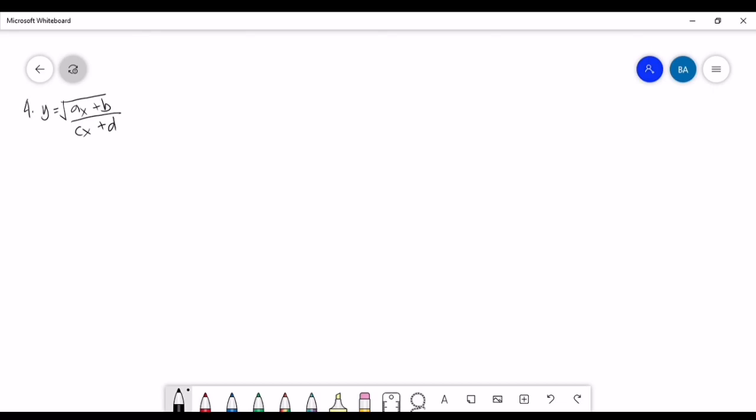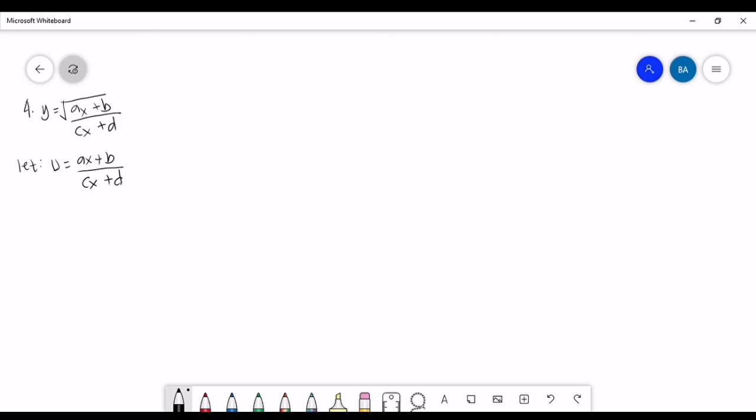So in this kind of example, what we need is just use the substitution method. So let's try, let u be equal to ax plus b divided by cx plus d.